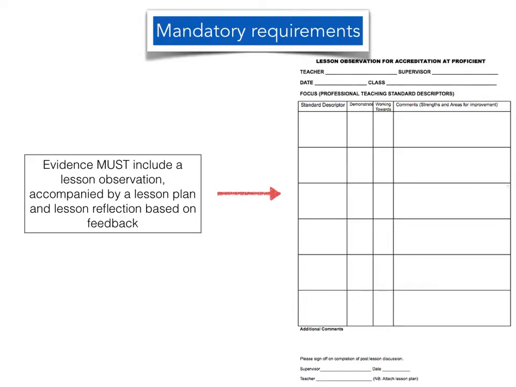So just to confirm, your evidence must include a lesson observation, and there must be a lesson plan accompanying it with a lesson reflection based on feedback.